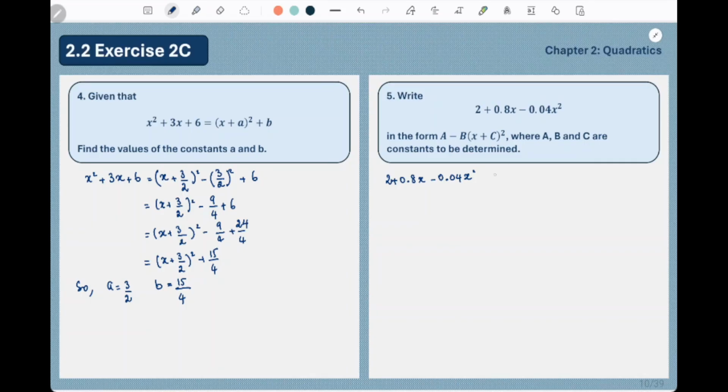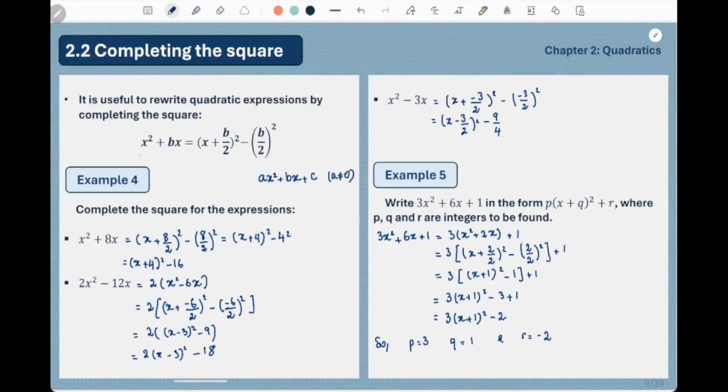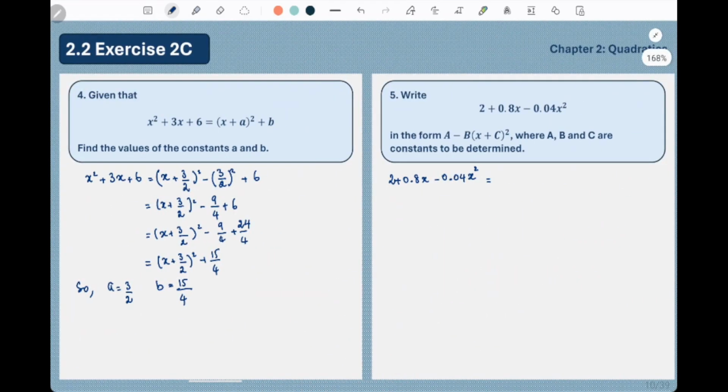So what I can do now is, because I need to get it to x squared plus bx, right? So there's something to be done, the same thing we've done earlier. It might not be very obvious here, but we're going to do the same thing. We're going to factorize by minus 0.04, so we can have x squared on its own.